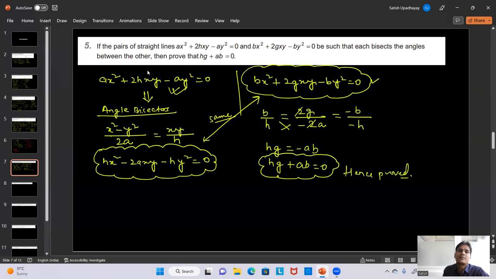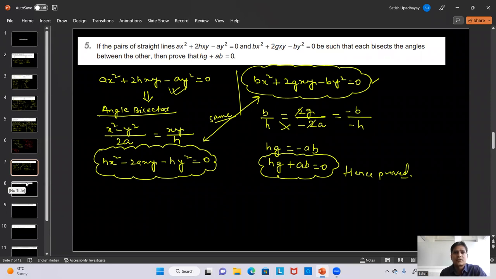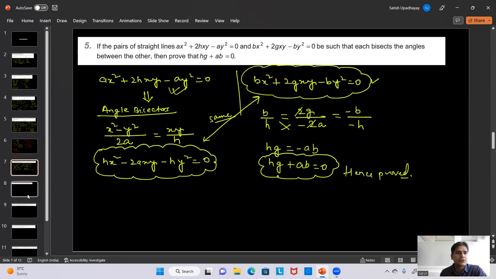So basically, as per the formula or the derivation we have learned, we have written the angle bisectors for this pair of straight lines. Now we have compared the same lines with this pair of straight lines, because in the question it's given that both are same. From there I have got this condition that hg plus ab equal to zero, and this is what we were asked to prove. So I think everyone got the solution. This one was question number five.